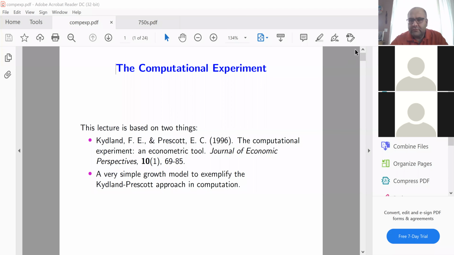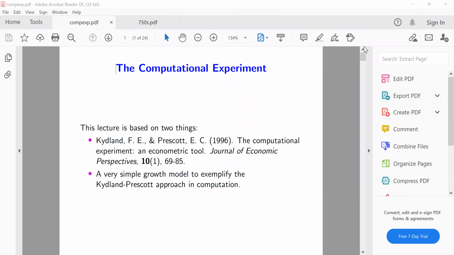Good morning. So this is our 750 economic growth. And today we are going to look at this computational experiment paper by Kydland and Prescott. And we will have an example of the methodology using a very simple growth model.